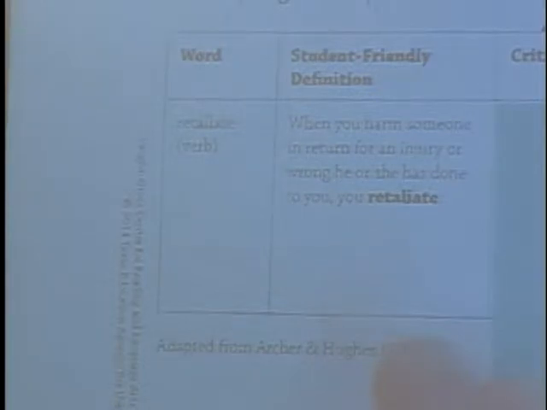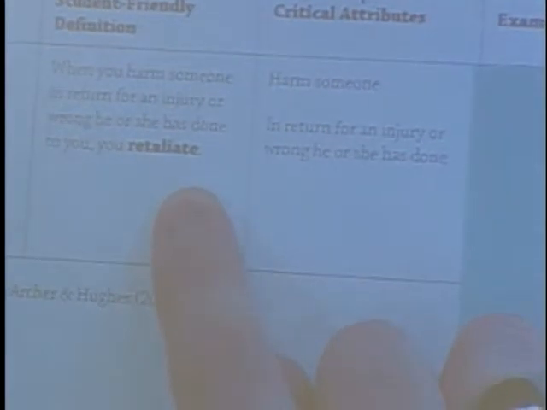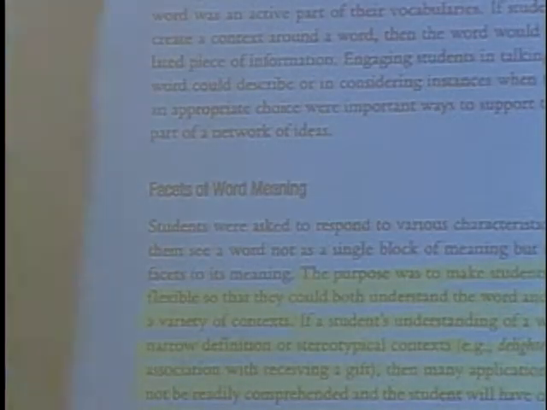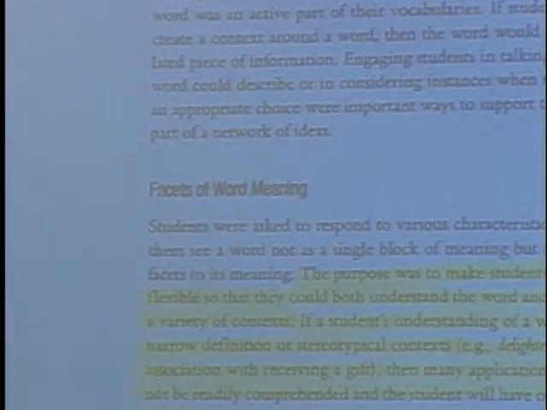Okay? So if I reveal my critical attributes for that word, I'm going to pull it right out of that student-friendly definition. Harm someone in return for an injury or wrong that he or she has done. Do we see that? Do we see that I'm pulling those attributes right out of there? Wonderful. Going back to this book now, Bringing Words to Life.